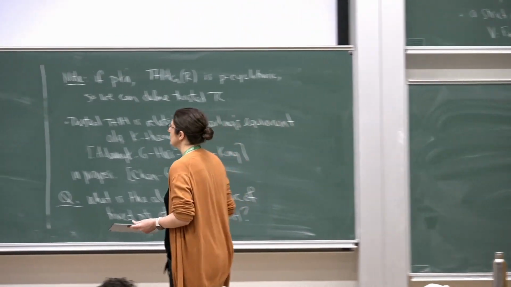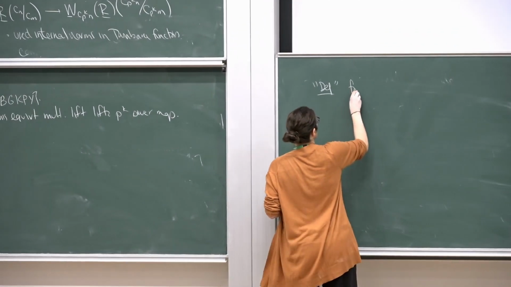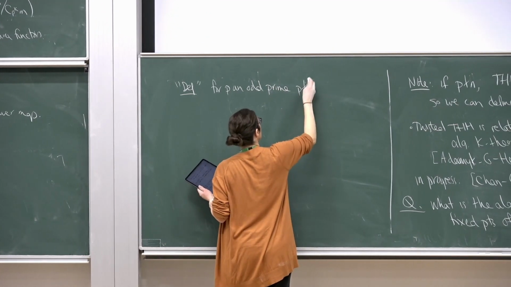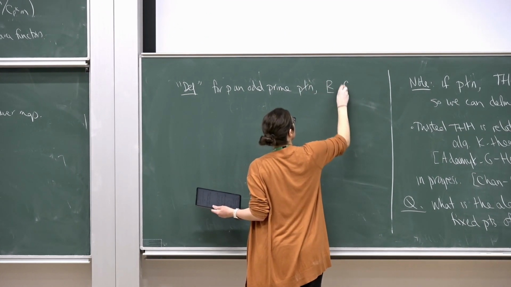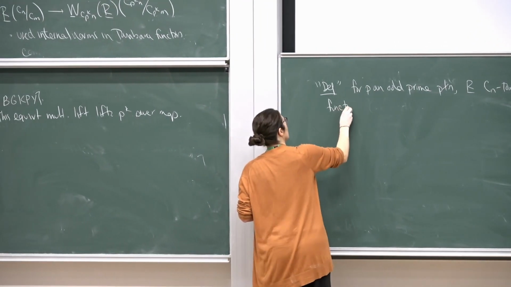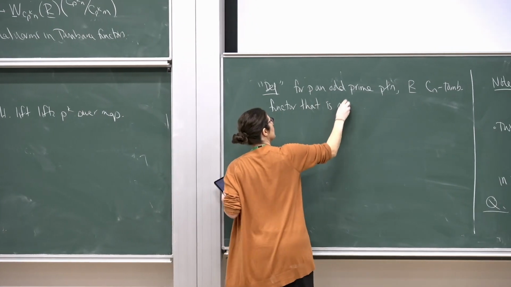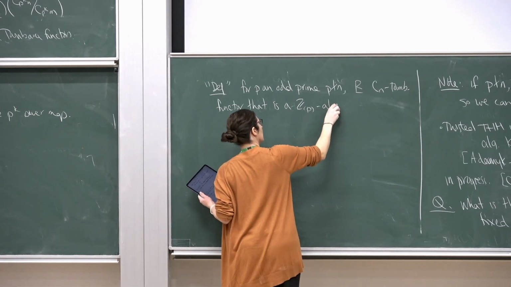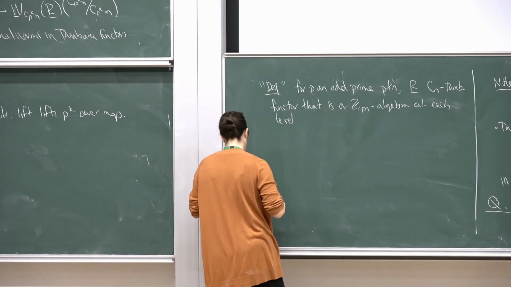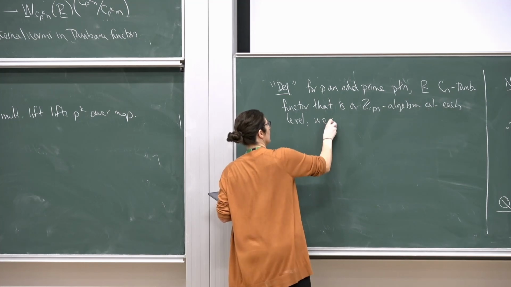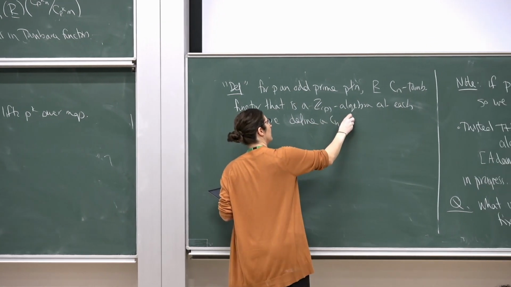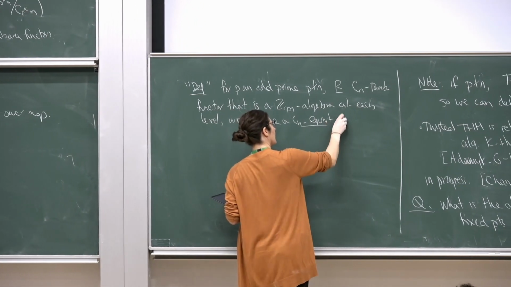And so what is my definition? Our setup now is that for p an odd prime that doesn't divide n, I've got R, a C_n Tambara functor that is a Z localized at p algebra at each level. And we define a C_n equivariant Witt complex over R.